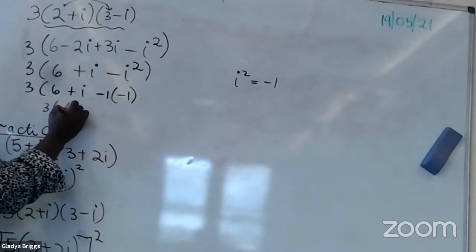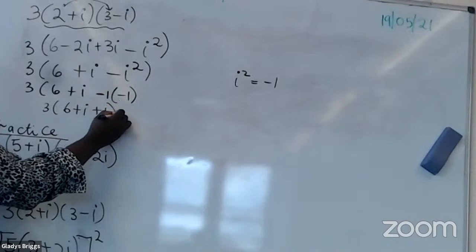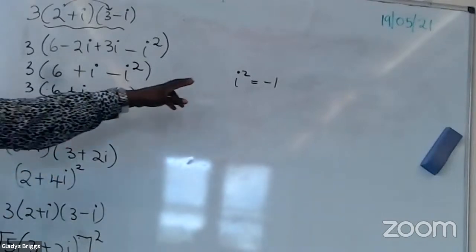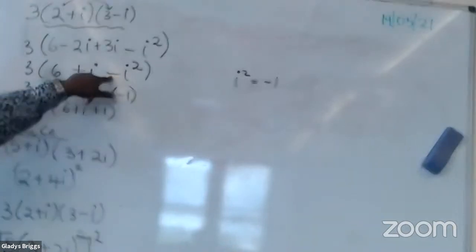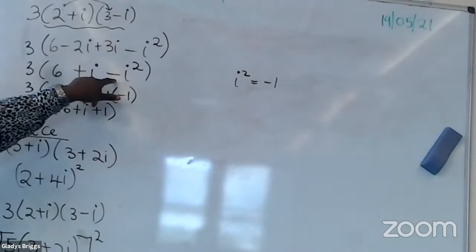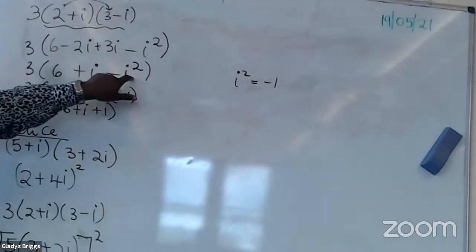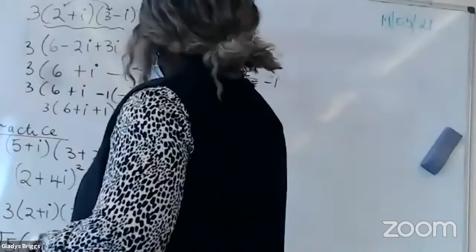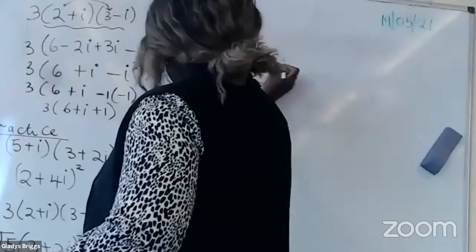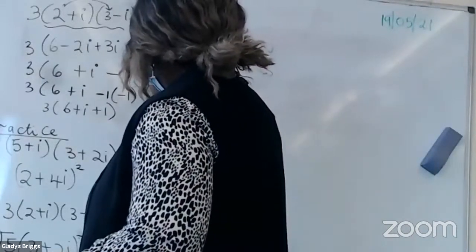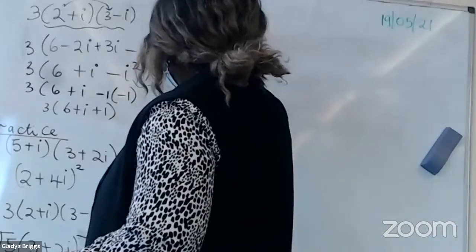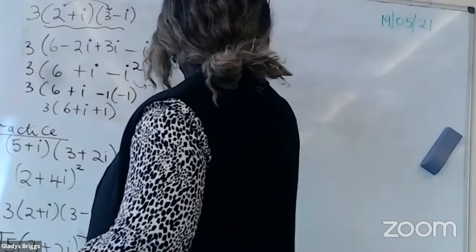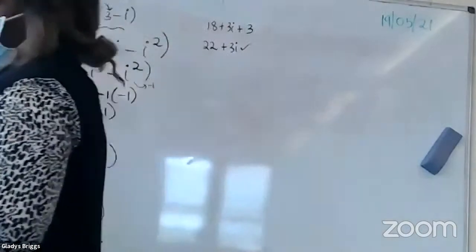This is going to give us 3 times 6 plus i plus 1. Okay, minus 1 times minus 1, but here equal to minus i squared. Yeah, minus i squared is equal to minus 1. I replaced i squared with minus 1. Minus is here, minus is there. Oh, that is 1. So this is 1 now. And your answer now should be 3 times 6 is 18. 18 plus 3i plus 3. 18 plus 3 is 21 plus 3i. I think that's what you should have, okay? That's what you should have.